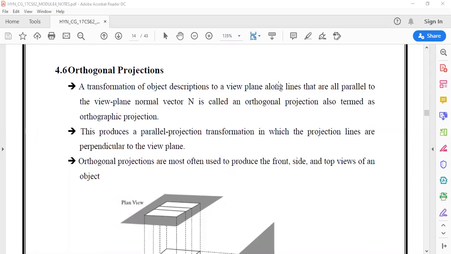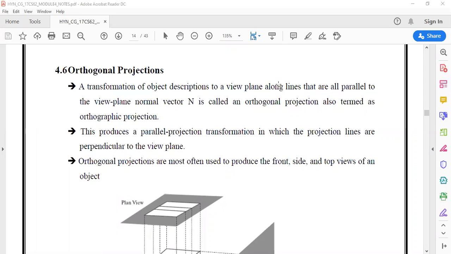Hello all, welcome to today's session on orthogonal projections. In yesterday's sessions, we saw what we mean by projection and what the two basic types of projection are. Projections are classified into two types: parallel projection and perspective projection.